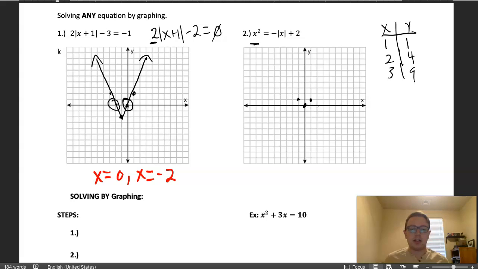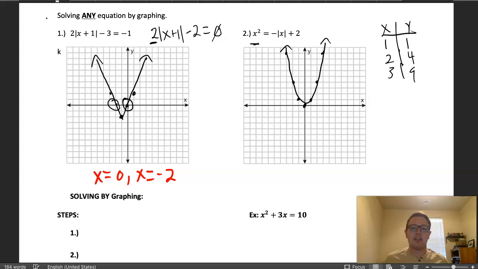So then we'll go out to 2. We'll go up to 4. 1, 2, 3, 4. We'll go out to negative 2, and negative 2 squared is also 4. Then we'll go up to 3, and we'll go all the way out to 9. So this is our graph of the left-hand side.